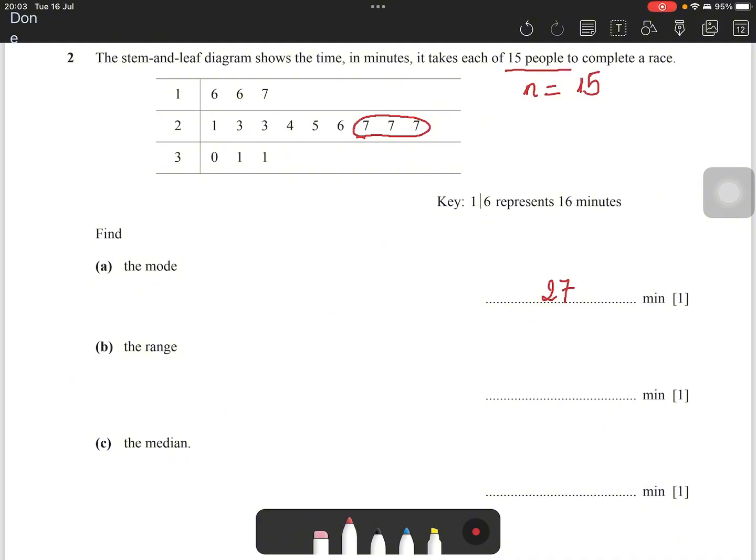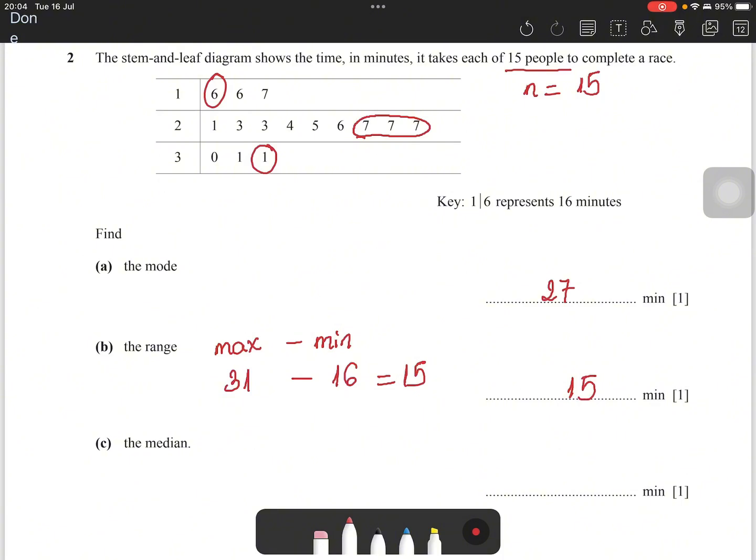B. Find the range. You know the range is the difference between the maximum value and the minimum value. In this case, the maximum value is 31 minutes and the minimum value is 16 minutes. So 31 minus 16 equals 15. 15 is the range.